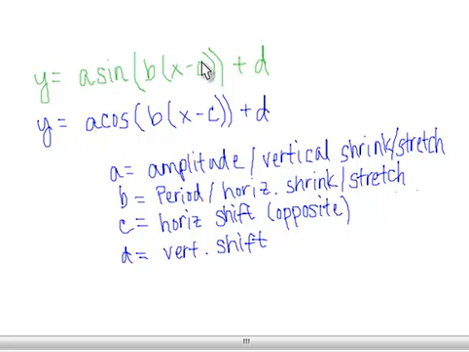If you're adding something directly onto the x, it has to be in parentheses with the x. So adding or subtracting onto the x is a horizontal shift left or right. And keep in mind that it's tricky, it's the opposite of what you would think. And then if you're adding something outside of those parentheses, not with an x, there's just a plus or minus going on, that's going to be a vertical shift, and it's exactly what you would think.